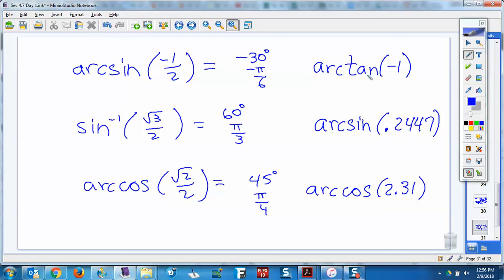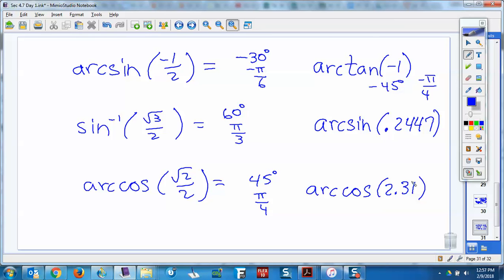Tan of -1. Oh wait a minute, tan's y over x. When are the y and the x the same? 45 degrees. But we want negatives. Which quadrant? Remember, tangent's just like sine. It's either 1 or 4. You're right, tangent's negative at 2 or 4, but which one do we want? 4, right? Because we're going to do 1 for positives, 4 for negatives, just like arc sine. Even though 2 would be another one, we don't want it. This is a function, we only want one answer, so what do we put? -45 or -pi/4. Okay, that's what your calculator would give you if you try it.